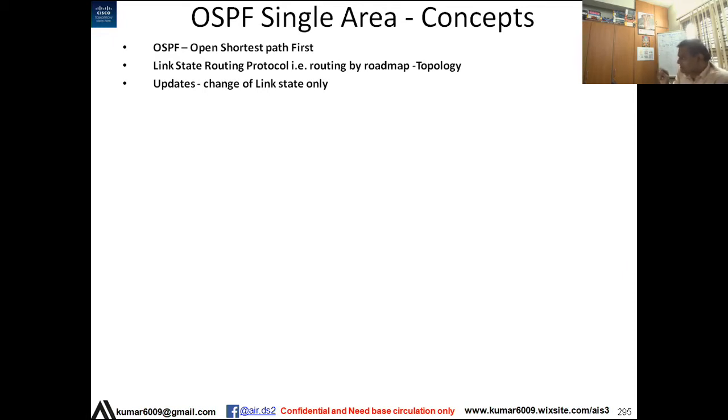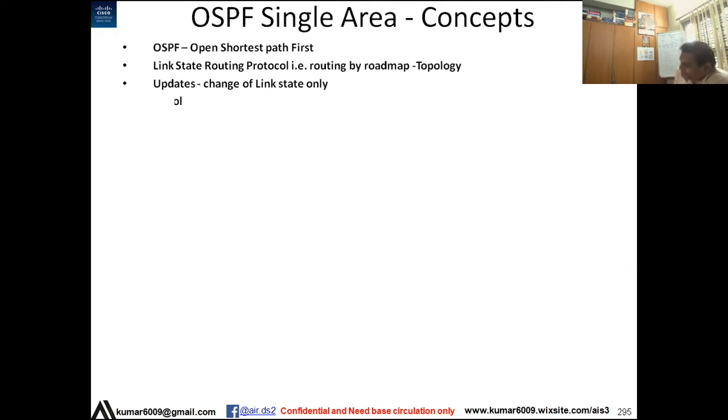This link is up, this link is down. A link state update is like FM radio, where they say this road has traffic, don't take this road. Everybody knows the Bangalore map. They will say this road has traffic, this road is like that. They give the state of the link, the road.